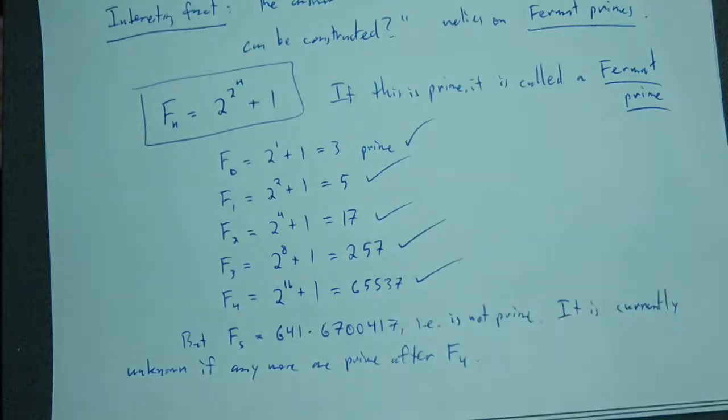So why am I going through all this? What does any of this mean? This is very much related to which regular n-gons can be constructed. So it's related to it in the following way. So let me quickly, I'm over time, but this is fun stuff, so I can't stop. So here is the fact.